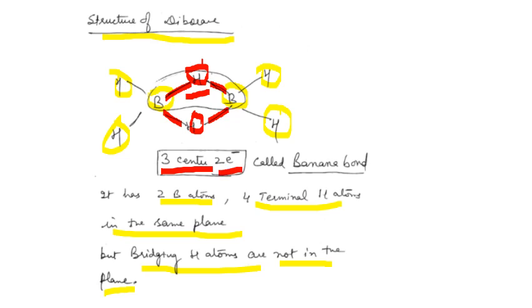Two electrons are only sharing. Center is 3 but 2 electrons are sharing in the bridge. And this is not in the plane. That's why this is called a banana bond, where the 3 center is there, 2 electron is there. Such a kind of bond is called a banana bond, and it is not in the plane. It goes on fluctuating. So this kind of bond is present in the diborane, and the structure is like this.